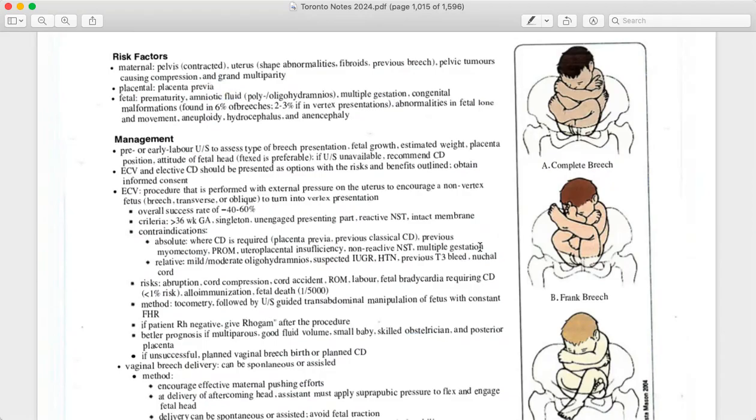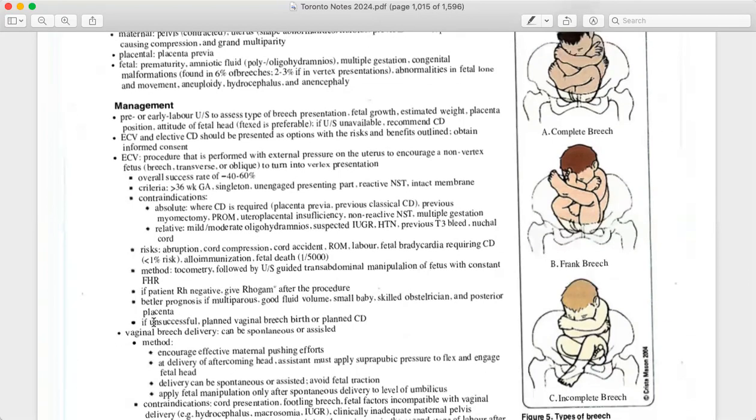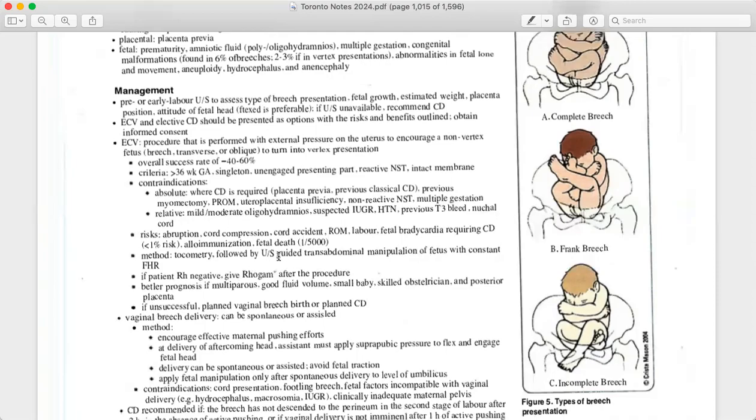Abruption, cord compression, cord accident, rupture of membrane, labor, fetal bradycardia and requiring cesarean delivery, alloimmunization. So all of these are the risk factors that can lead to, that is actually leading towards, the external cephalic version. So the method is basically tocometry followed by the ultrasound.